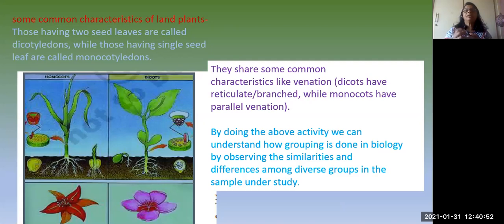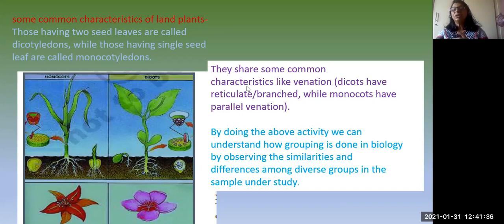And some common characters of the land plants. What are the common characters? You can see here, monocot and dicot. Monocots, what type of root? Dicots, what type of roots are present? And then seeds: seed leaves are cotyledons. Here you can see, and these are two. Those having two seed leaves are called dicots. Di means two, cotyledons means seed leaves. While those having a single seed leaf are called monocotyledons. Already we have discussed that one.